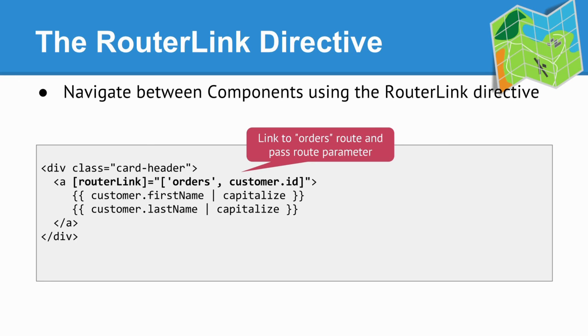Now, could you use the href? You could. There's ways you can do that as well, but this is the official way that you'll want to do routing. So the array that you see here obviously matches orders/customer ID. And then you can get that customer's orders. There's also a pipe being used, a capitalized pipe.